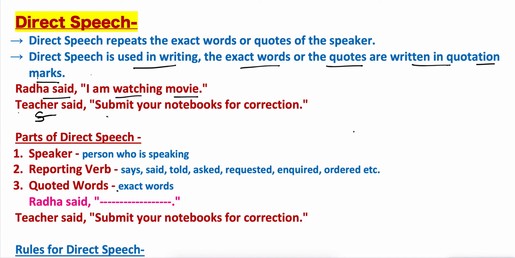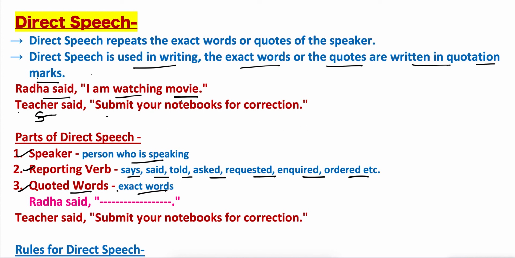Now we'll see the parts of direct speech. There are three parts of direct speech. First is the speaker, second is the reporting verb, and third is the quoted words. The speaker is the person who is speaking. Reporting verbs are used like says, said, told, asked, requested, inquired, ordered, etc. And quoted words are the exact words said by the speaker. So it is very simple. The direct speech has three parts.